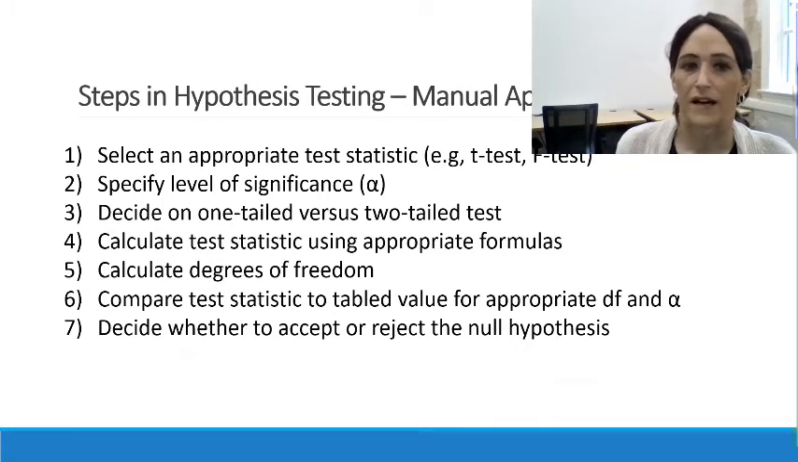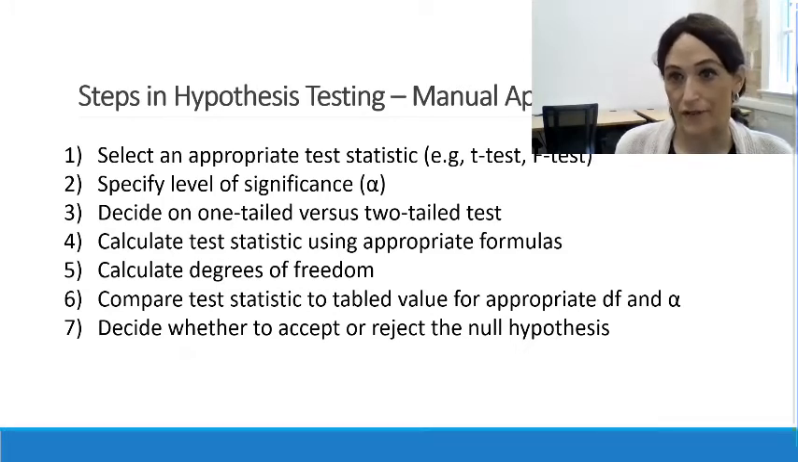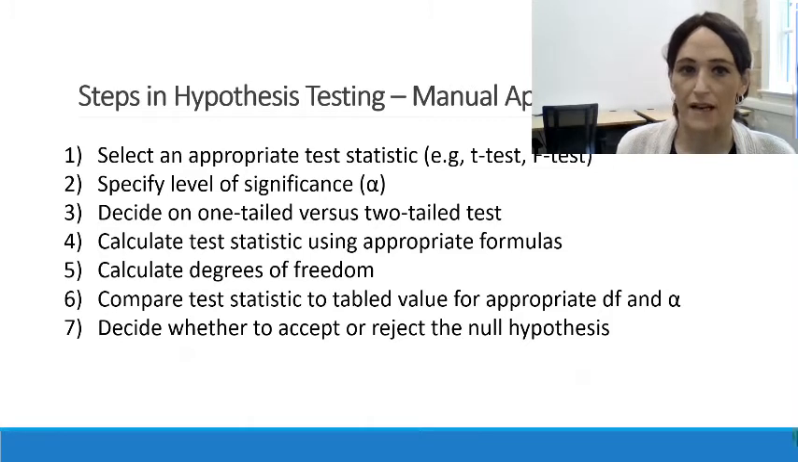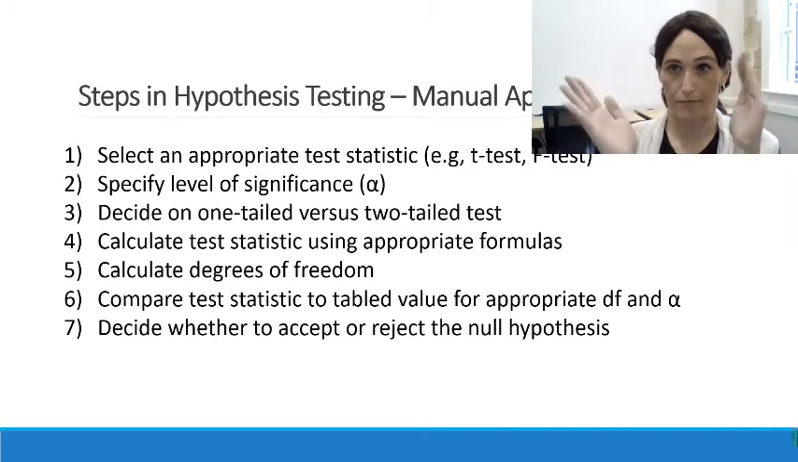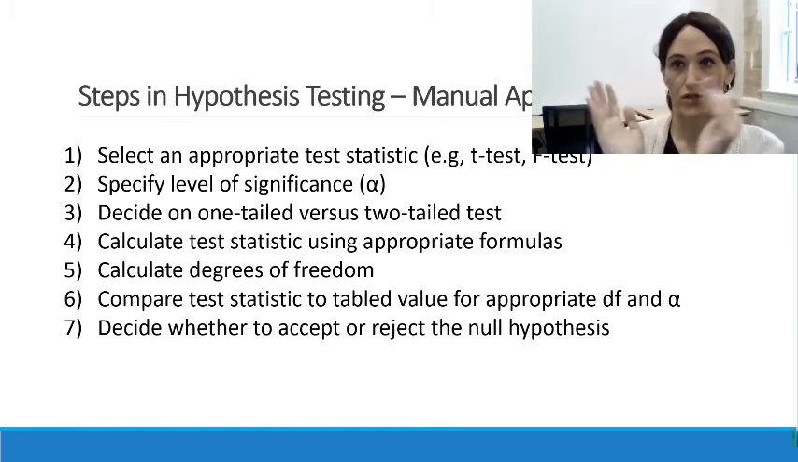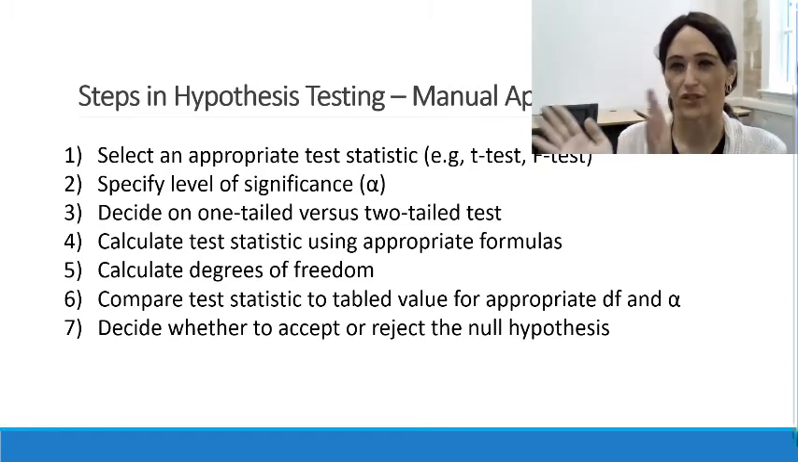We specify a level of significance, or alpha. We decide on a one-tail test versus a two-tail, meaning are we going to look at possibilities of difference in one direction, or are we going to look at possibilities of difference in two directions? Normally, we're going to do what's called a two-tail test.